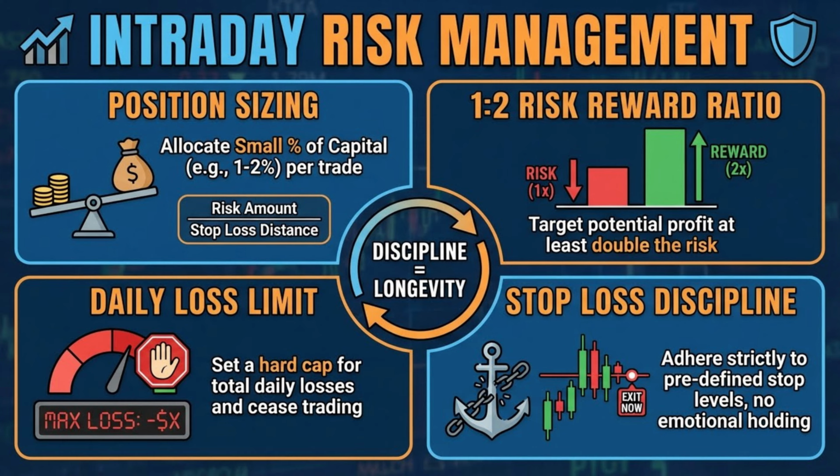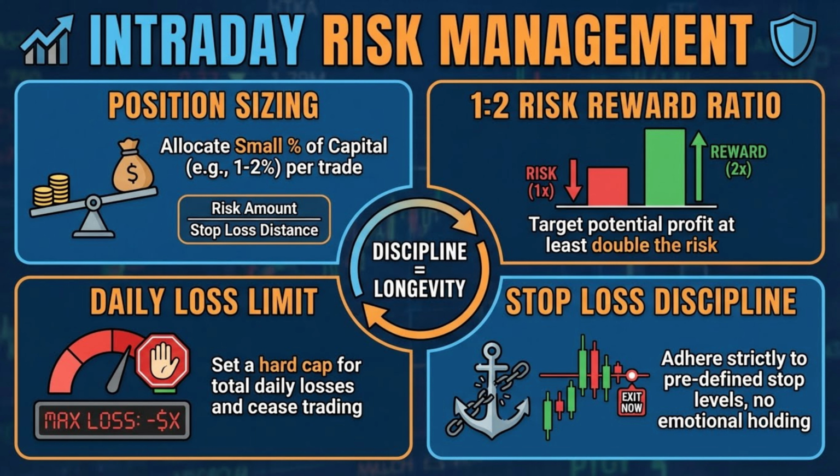Another key principle shown is maintaining a 1:2 risk-reward ratio, meaning the potential profit of a trade should be at least twice the amount being risked, allowing traders to remain profitable even if not all trades are successful. The image also emphasizes setting a daily loss limit, a predefined maximum loss for the day after which trading should stop to prevent emotional or impulsive decisions.